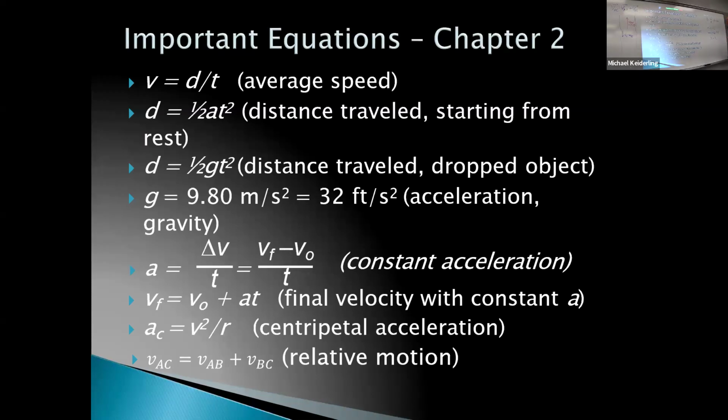Centripetal acceleration is the speed you're traveling around the circle squared, divided by the radius of the circle. And for relative motion, velocity of A with respect to C is velocity of A with respect to B plus velocity of B with respect to C. Those are the important equations for the chapter. That is it for today.